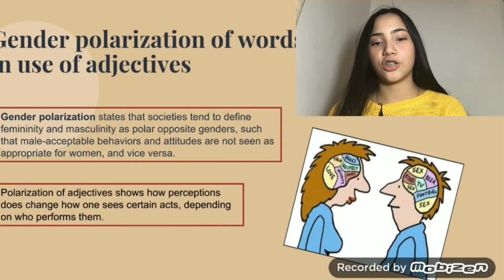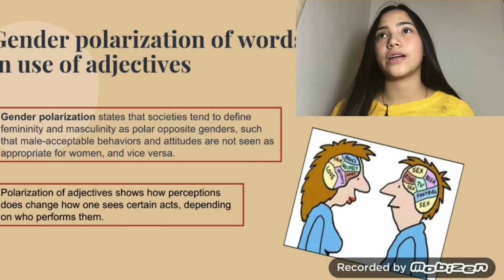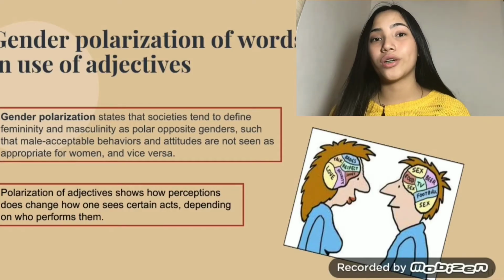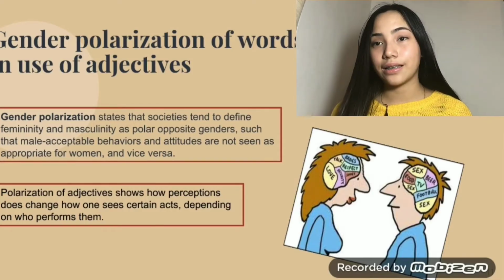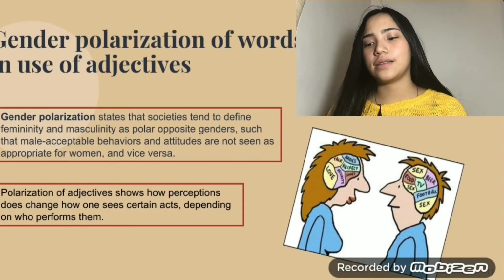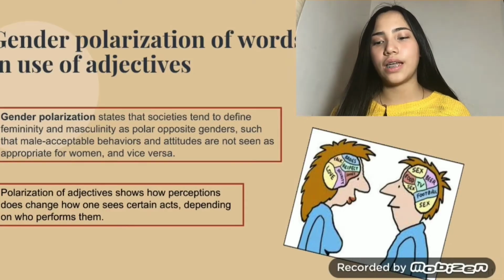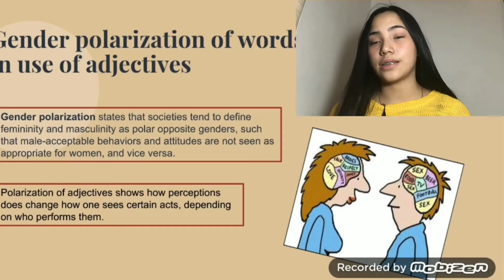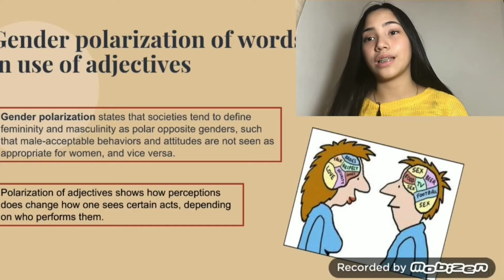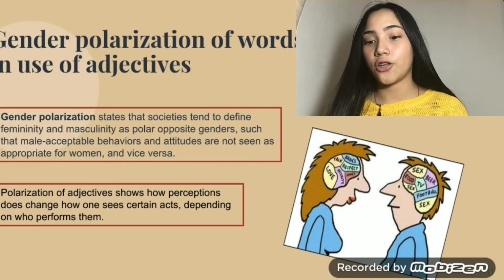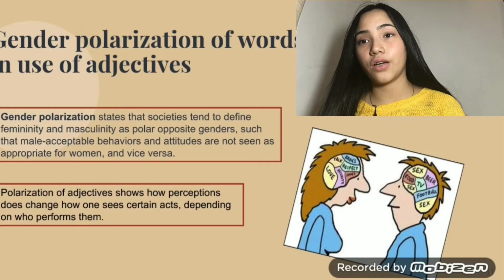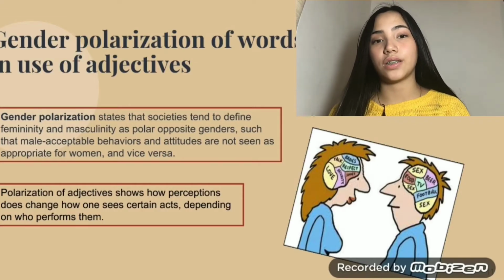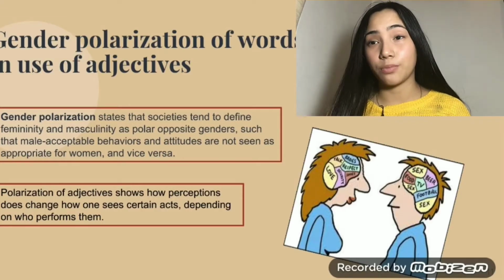When it comes to using adjectives, as an example in an advertisement, there is a male and a female who were tasked to lead a team. As the audience watched this, they thought that the man was a good boss. But when it came to the woman leading the team, they thought that the woman was bossy. Now you can see the differences between the adjectives, and you can see that there is gender polarization.